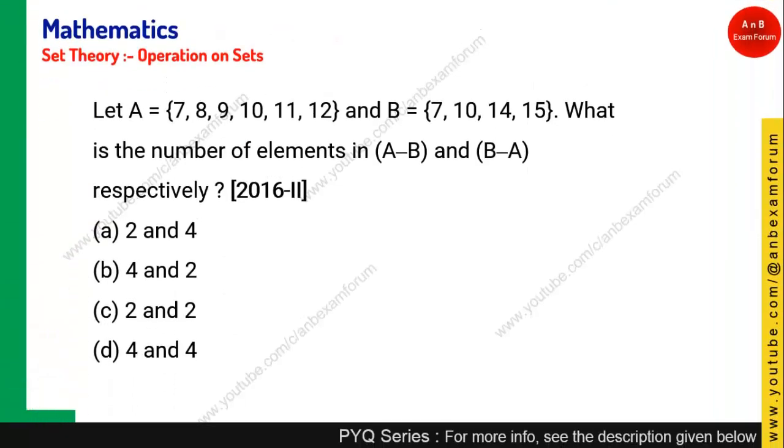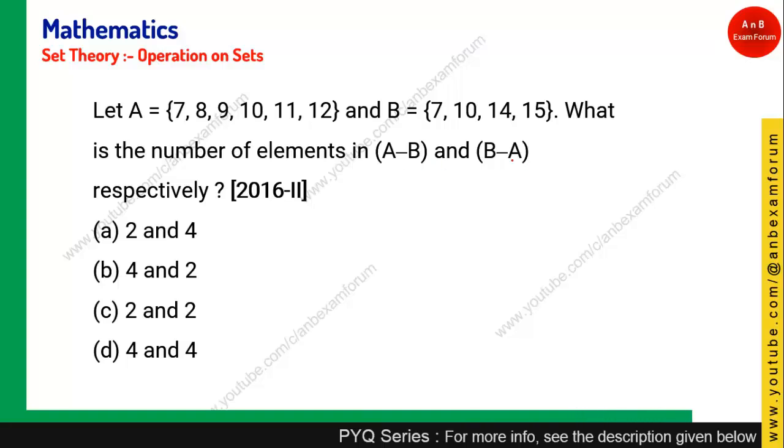Let's see the next question. There are basically two sets. Again, you need to tell the number of elements present in A minus B and B minus A.